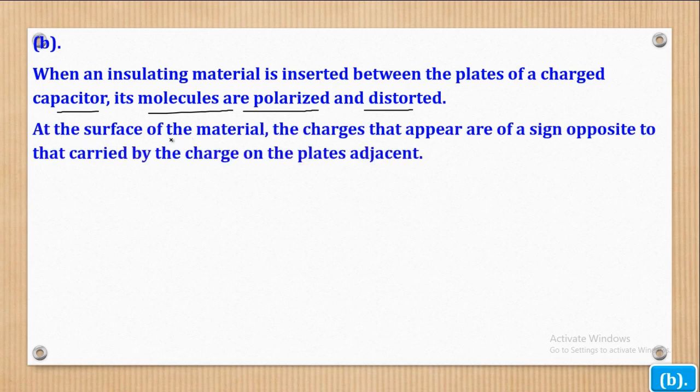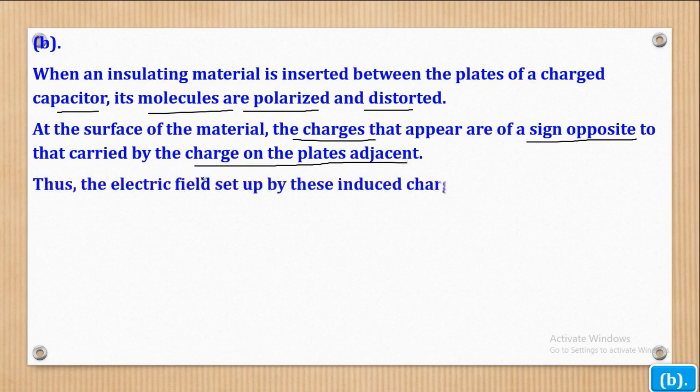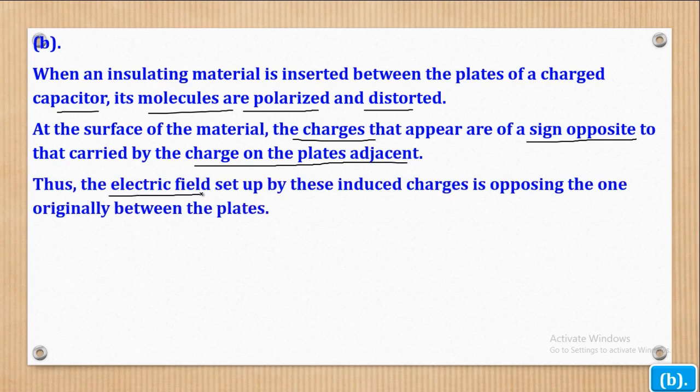Therefore, at the surface of the material, the charges that appear are of a sign opposite to that carried by the charge on the adjacent plates. So what does that mean? It implies that the electric field set up by these induced charges is opposing the one originally between the plates.